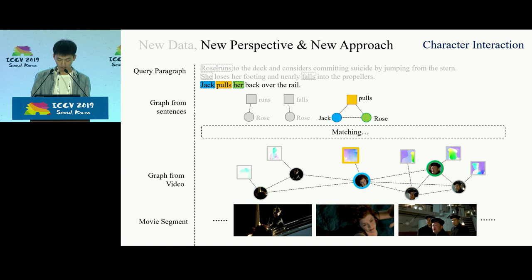Finally, graph matching is applied on the two graphs to get the similarity score. This is a partial graph matching problem and is implemented by solving quadratic alignment problems.